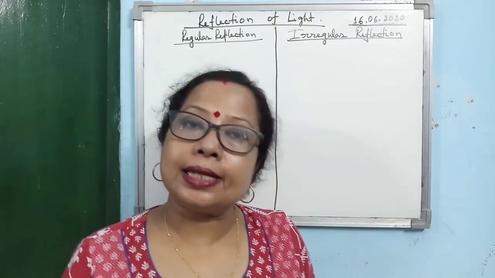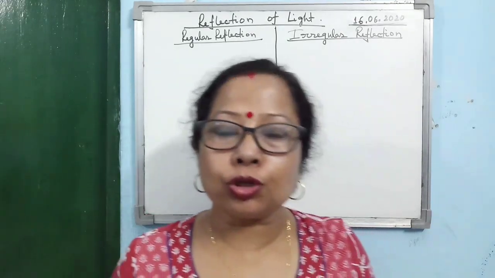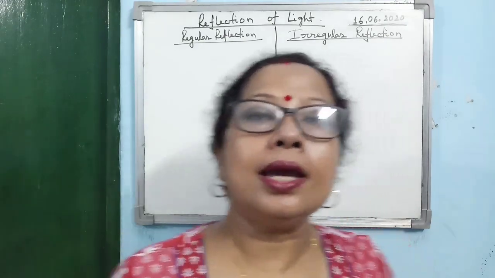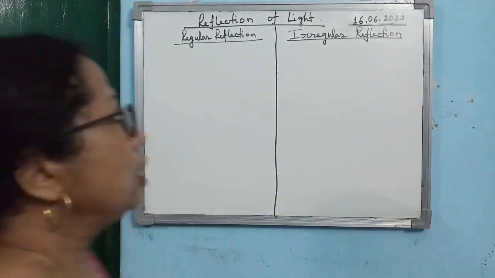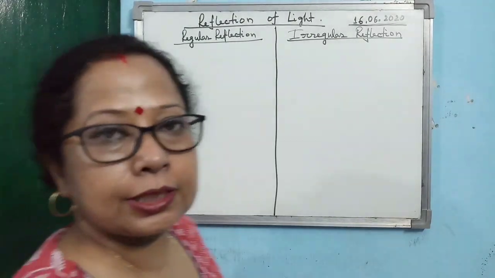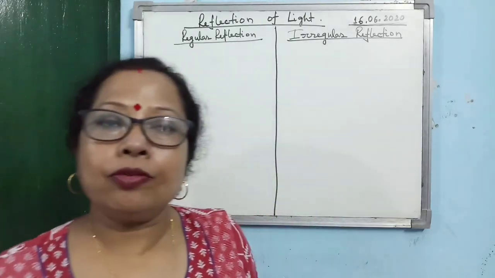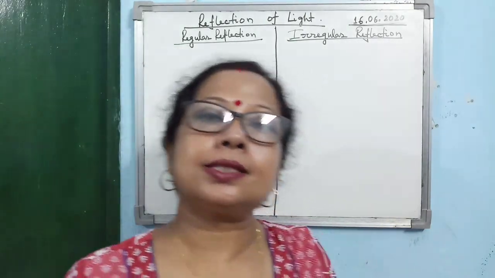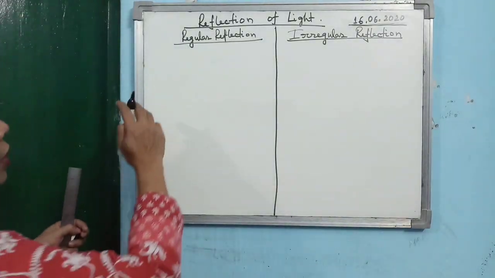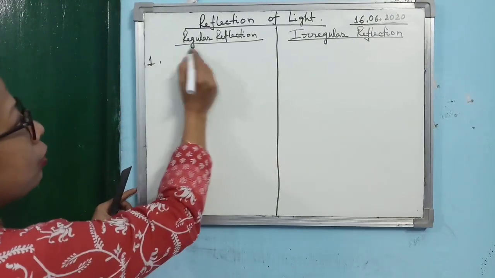And when the reflecting surface is not smooth, it is rough, then the reflection is known as irregular reflection. So here I have written regular reflection and irregular reflection in two columns, so that when we write down the points of difference, we will get the characteristics also. So let us first draw the diagrams for regular reflection.